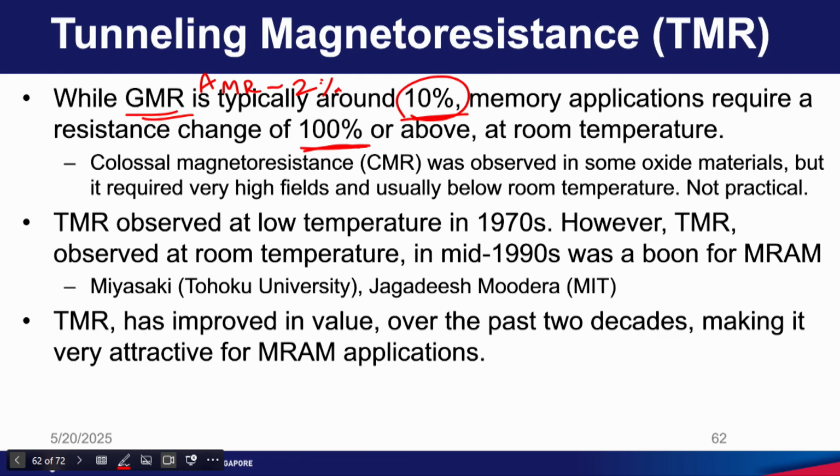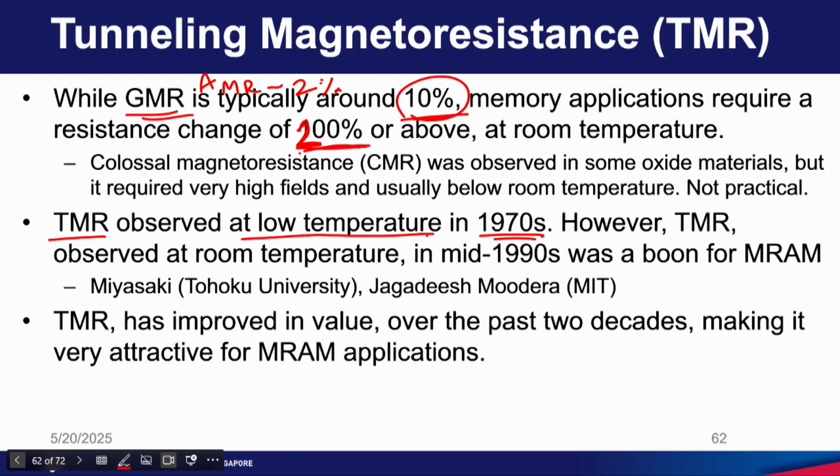But with tunneling magnetoresistance, people have observed even larger values. In the industry itself, they can make 200%. In the lab, they have observed 1000%. Even compared to GMR, TMR was observed much earlier. It was observed in the 1970s, but only at low temperature, so it was not useful for many years.